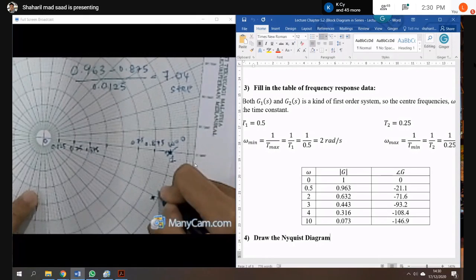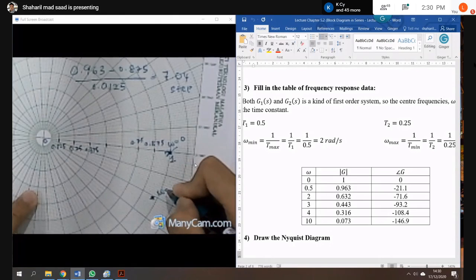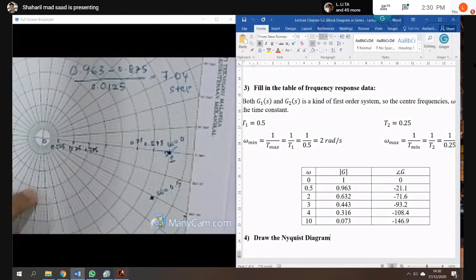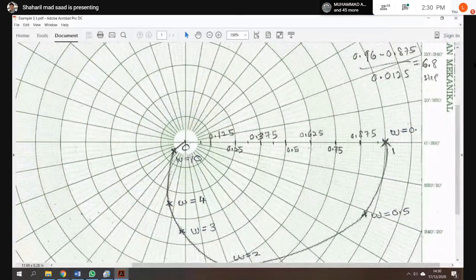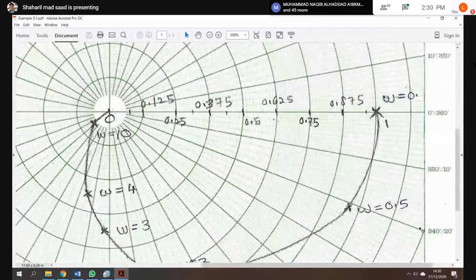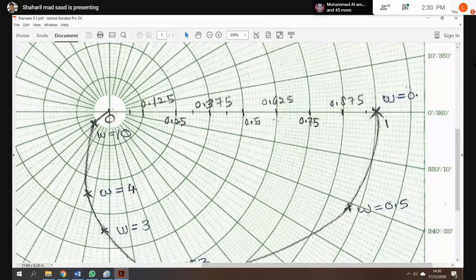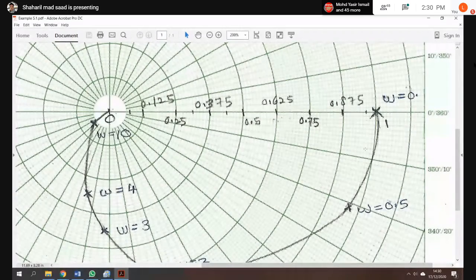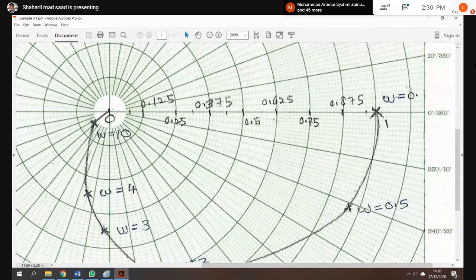So this one is omega equal to 0.5. Maybe I can show this one. Okay, 21 is here, right? 21 is here, and then you bring it here using your ruler. This one is 21, and this one 7. Okay, 7 step. You bring it here, and then you will find it.